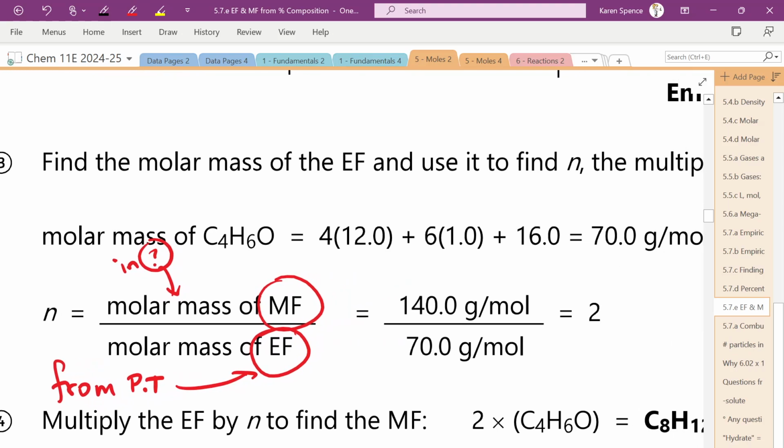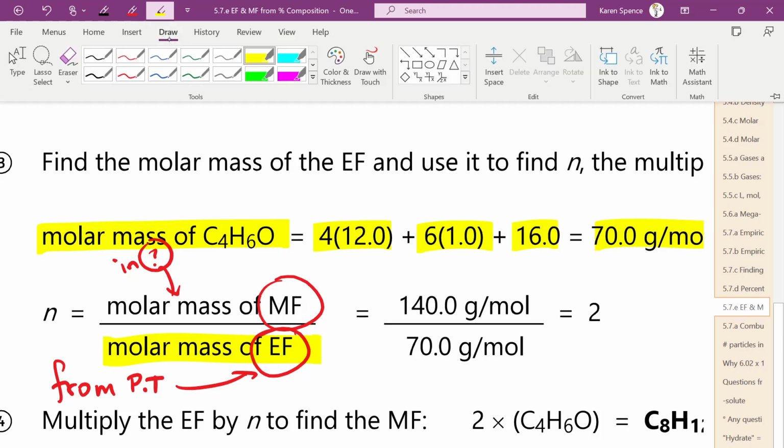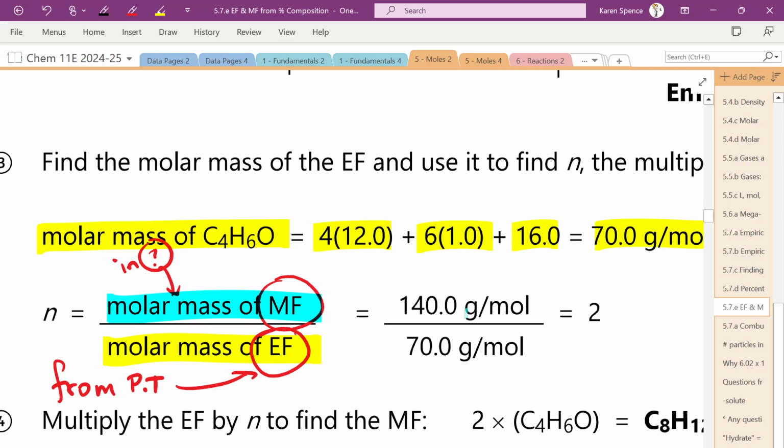So, molar mass of the empirical formula, 4 carbons, 6 hydrogens, 1 oxygen equals 70. Molar mass of the molecular formula was given in the question. 140 divided by 70. Oh, thank goodness. It is a whole number. What would I do if it wasn't a whole number or something really close to a whole number?